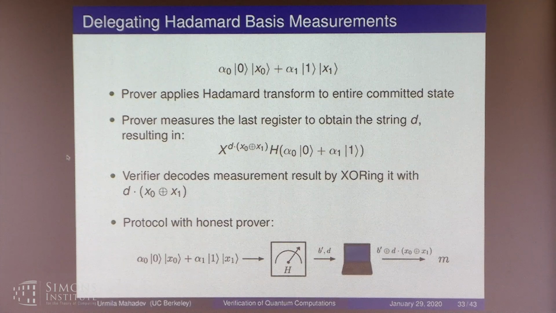So this is the protocol with the honest prover. The prover has this committed state. He measures everything in the Hadamard basis, and the verifier decodes the final measurement result to obtain the Hadamard measurement result of the single qubit. Yeah? Uniformly random value, or? For an honest prover, D is uniformly random.